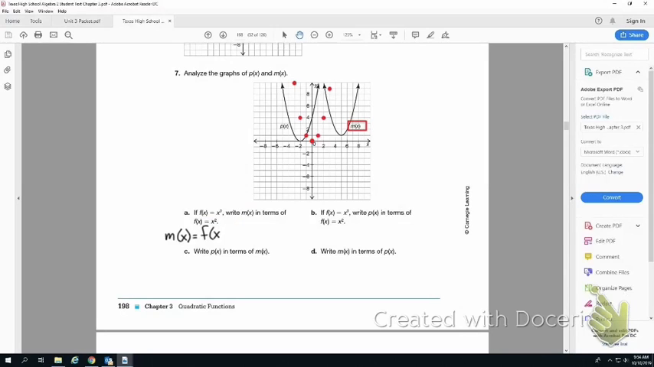So going from the parent function to m of x, did it move to the right or to the left? How many? Think vertex to vertex. 5. So is that going to be plus 5 or minus 5? Minus 5. And then did it go up or down? How many? So that would be what in the equation? Plus 1.